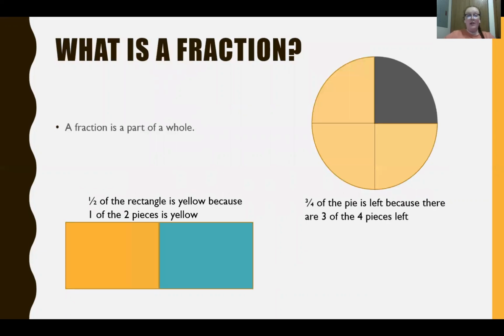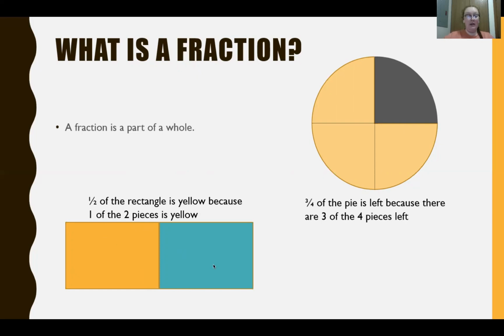So what is a fraction? A fraction is a part of a whole. So like here, with this pie, it says 3/4 of the pie is left because there are 3 of the 4 pieces left. So we see this pie is split up into 4 pieces, but because one is gone and there's 3 pieces left, that is 3/4 of the whole, 4 being the whole.